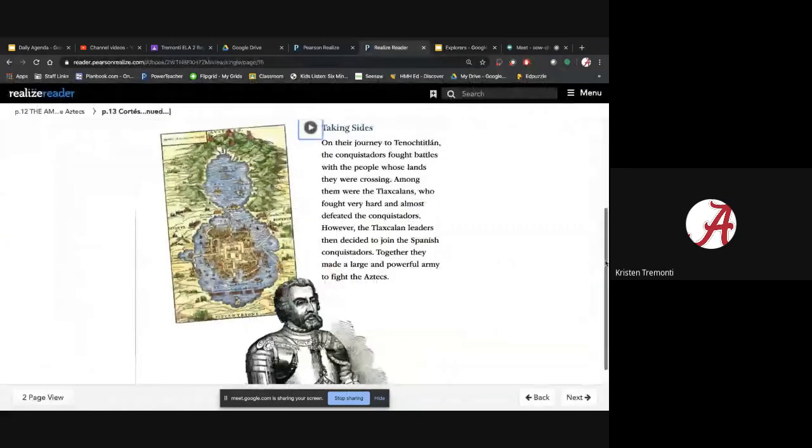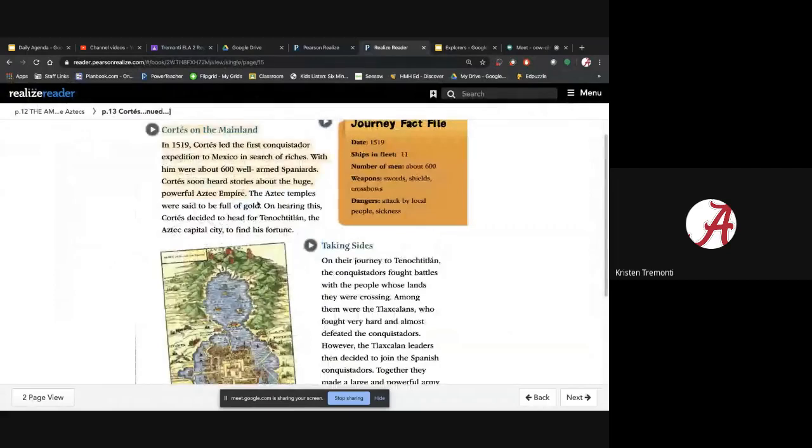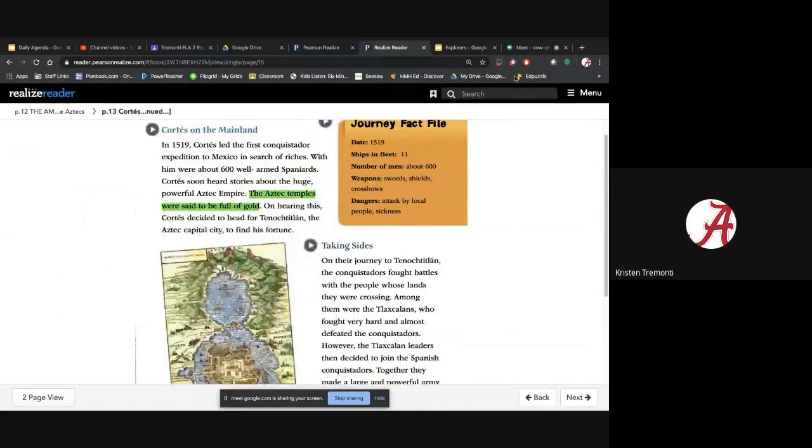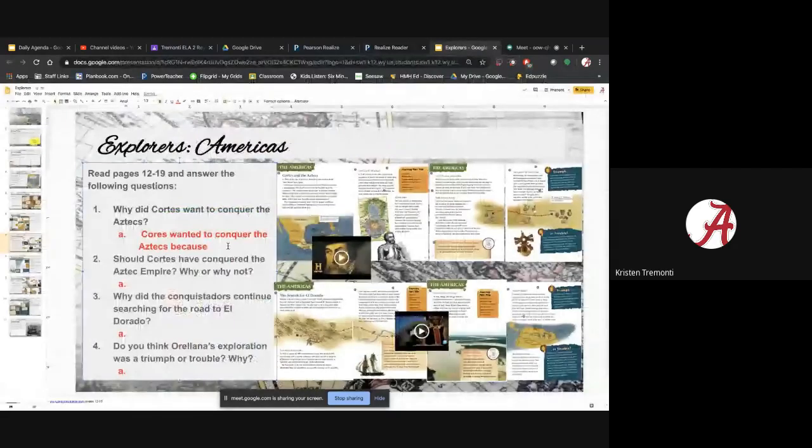Well, he wanted them because the Aztec temples were said to be full of gold. Of course, money, the almighty dollar. The reason why people wanted to explore these lands, if you remember from slide number 5, there were 4 reasons: looking for land, routes, fame and glory, and money, dollar bills. So we're saying Cortez wanted to conquer the Aztecs because of gold.